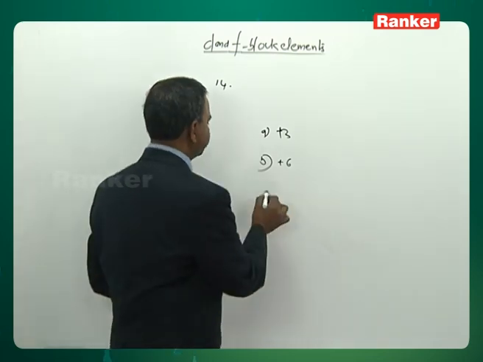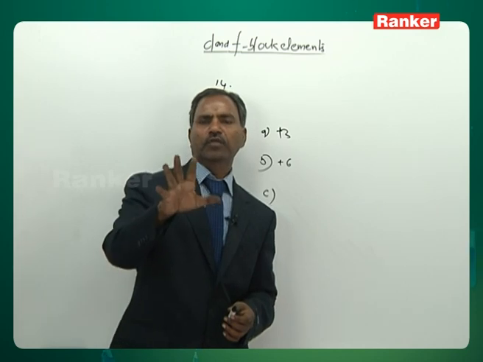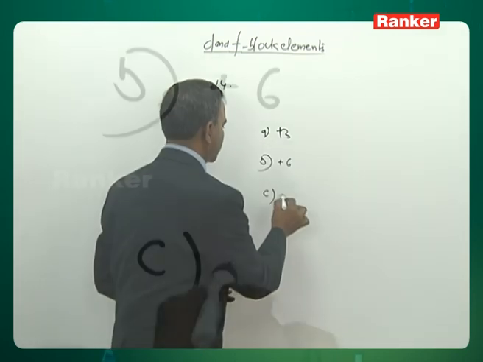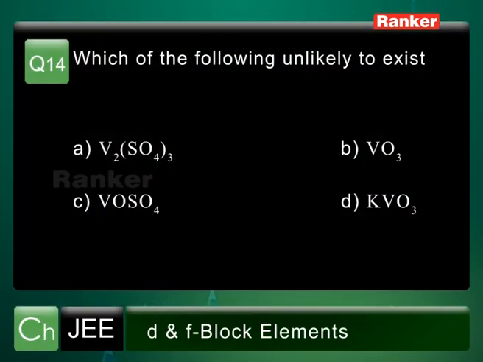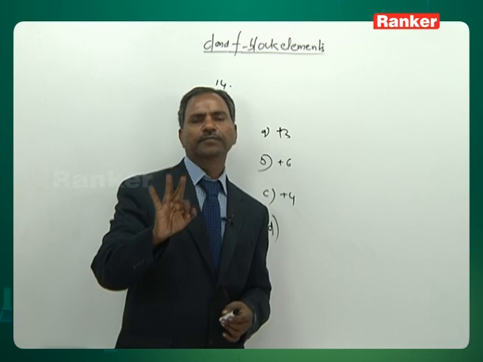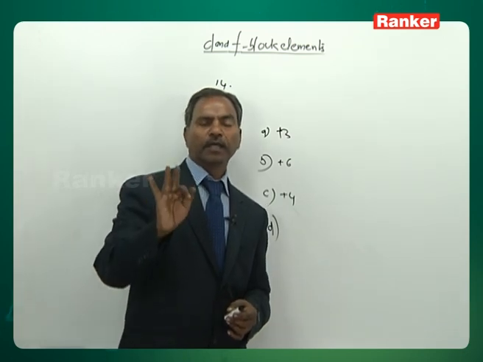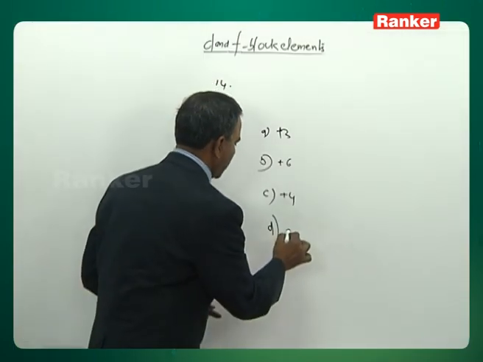Coming to option C, it is VOSO4. O is minus 2 and SO4 is also minus 2, a total of minus 4 charge. Then vanadium here is plus 4. Yes, possible. Coming to option D, KVO3. In KVO3, K is plus 1. The negative charges are 6, because there are 3 oxygens, each minus 2. Out of the 6 charges, 1 K is plus, so vanadium is plus 5. So in option D also, vanadium has oxidation number plus 5.